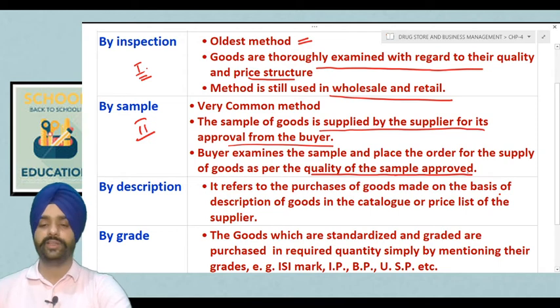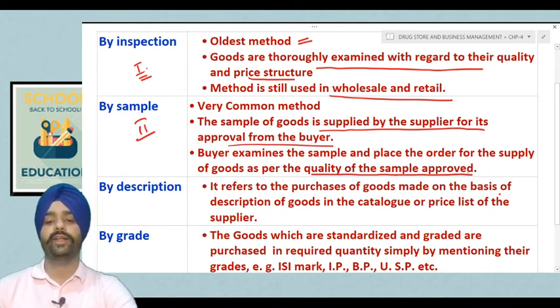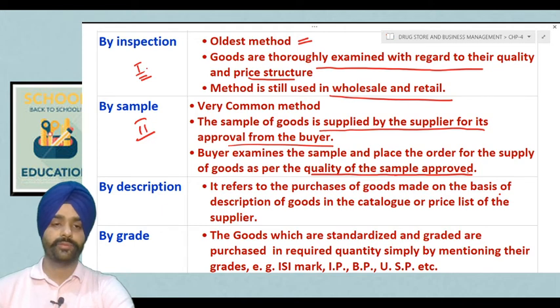Now, in case there is a change in the quality between the sample provided and the final products received, this is considered as an act of dishonesty, and the faith is broken between the vendor and the buyer. So, such kind of incidents do happen, which should be avoided.